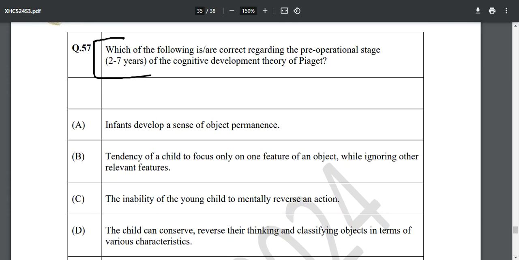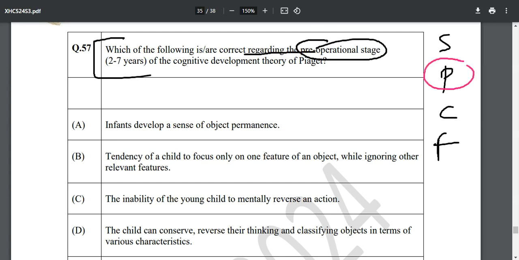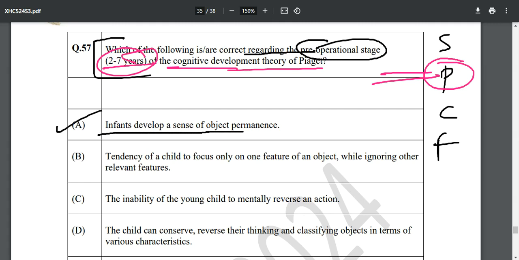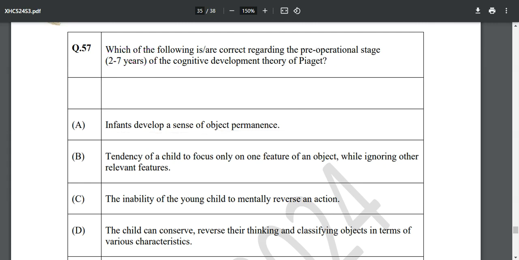Which of the following is correct regarding the pre-operational stage? They are talking about the stage of 2 to 7 years in Piaget's cognitive development theory. So they have not left the hand of Jean Piaget. Infants develop a sense of object permanence.